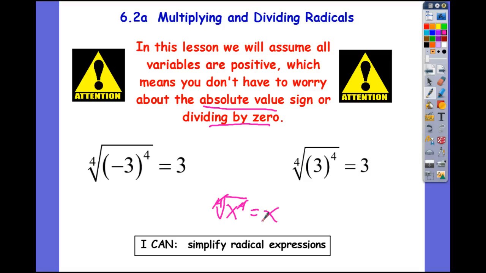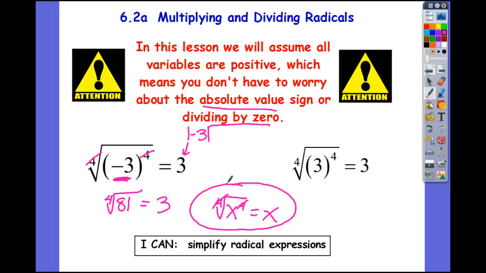If the variables were negative, you'd have something like the fourth root of negative 3 to the fourth power, which is 81, and the fourth root of 81 is 3. So if this were a negative number, these wouldn't quite just cancel each other out and leave you with negative 3. It actually leaves you with the absolute value of negative 3. That causes some other problems that we're just not going to worry about in this section. So assume all variables are positive, and something like the fourth root of x to the fourth would just be x.